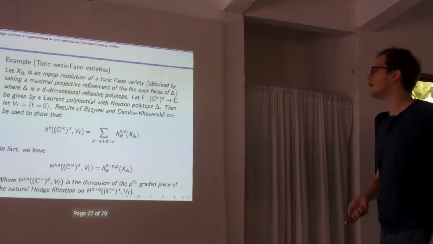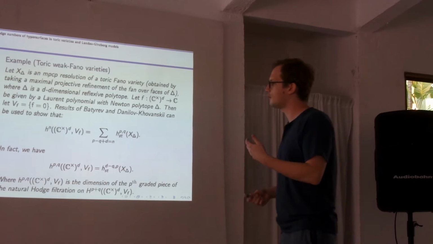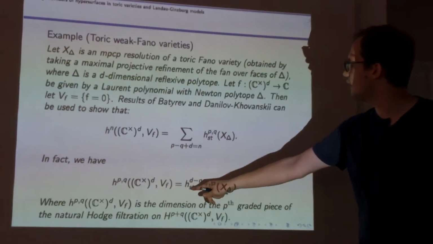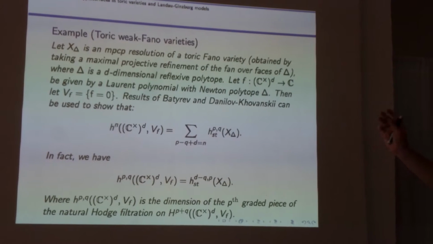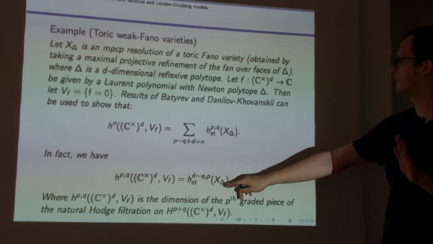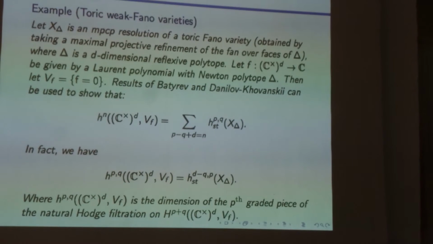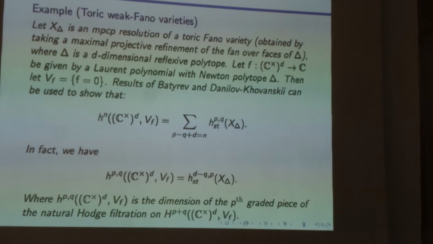So even more than this, you can relate the Hodge numbers. Actually, I should note that these stringy Hodge numbers are exactly the Hodge numbers in the case where X_Δ is smooth, and in the non-smooth case, they're the right replacement for Hodge numbers for mirror symmetry.